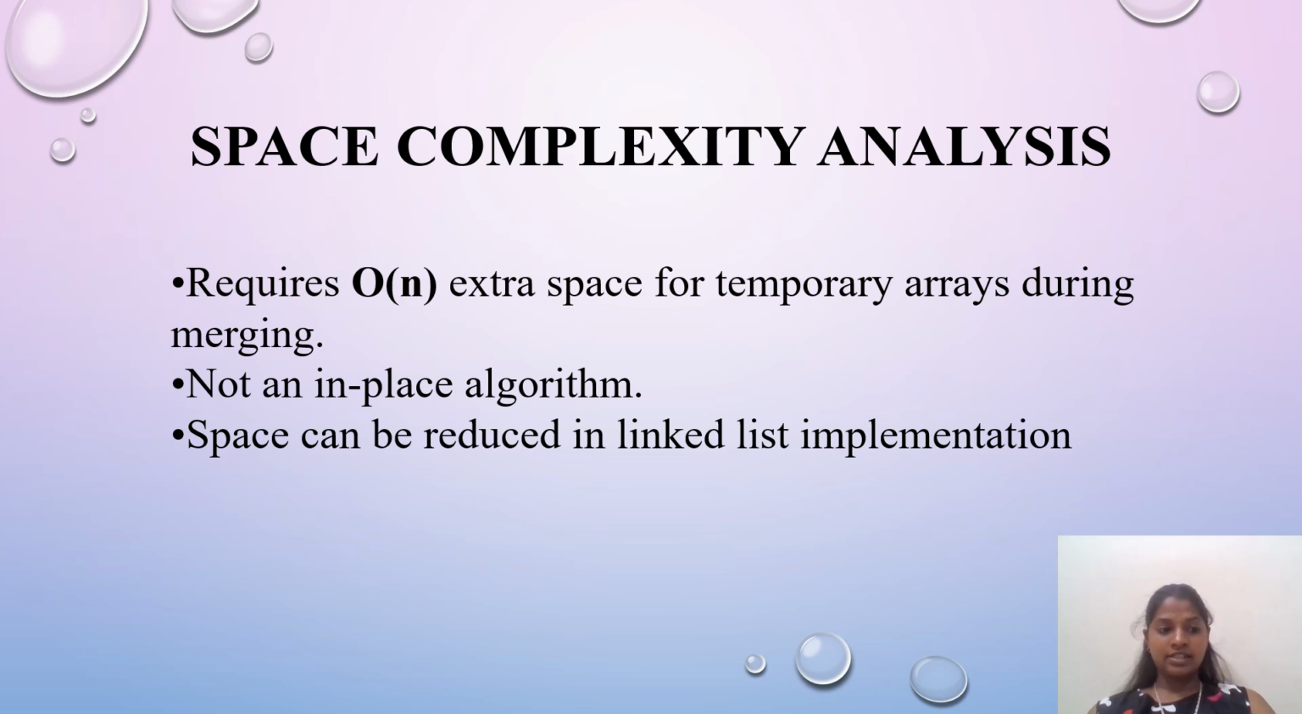Space complexity analysis. One downside of merge sort is its space complexity. Merge sort is not an in-place algorithm. It needs O(n) extra space for temporary arrays, while merging, to store the left and right subarrays before combining them. Although this is not a big issue with linked lists or small data sets, for very large arrays the space requirement matters in comparison to algorithms like quick sort, which only uses O(log n) extra space.